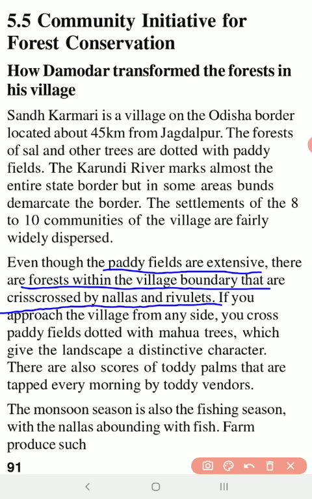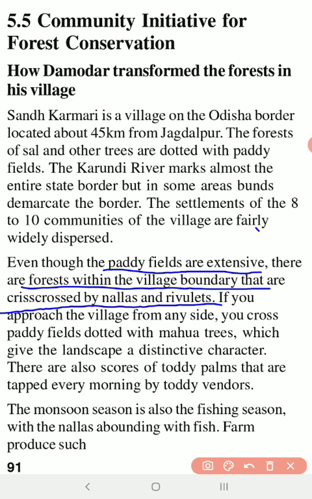Forest means a large tract of land filled with biodiversity, so many kinds of plants and trees. So we find that the village is full of forests in the surrounding area. Even the village borders have forests.